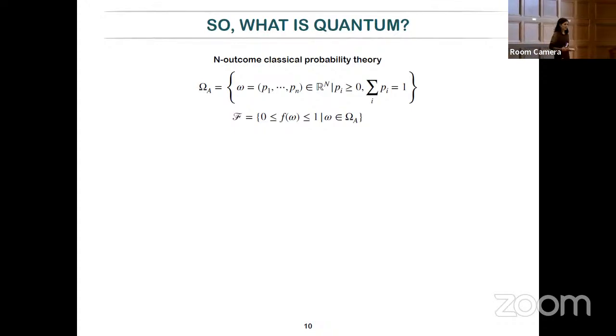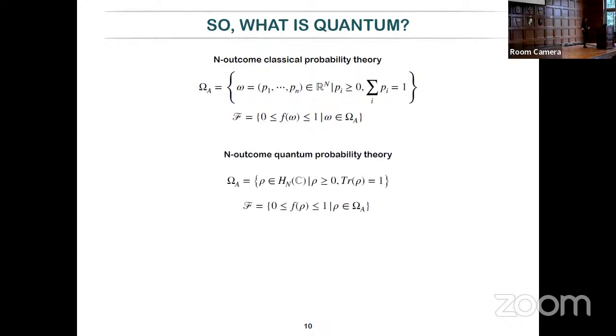And the space of effects is the dual space to omega A. So it's basically made of the functionals that, when they take any of the states omega in the state space, return a number between zero and one. This characterizes the measurements, basically. And from this definition, you can have a characterization of the measurements.